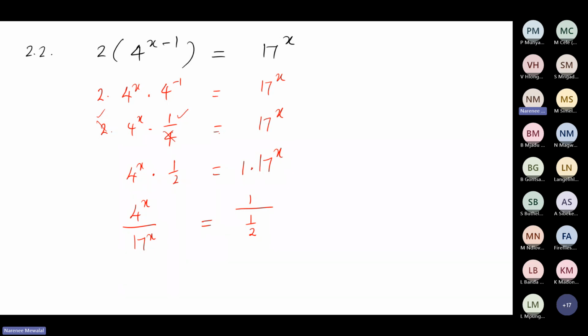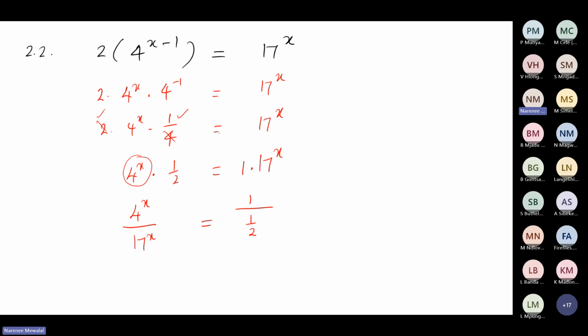So in this case, I want to shift everything that contains an x onto one side. So I keep this 4 to the power x on my left-hand side, and I shift the 17 to the power x from the right-hand side to the left-hand side. I was multiplying 1 by 17 to the x. So if I move it to the left-hand side, I'm going to divide by 17 to the power x.